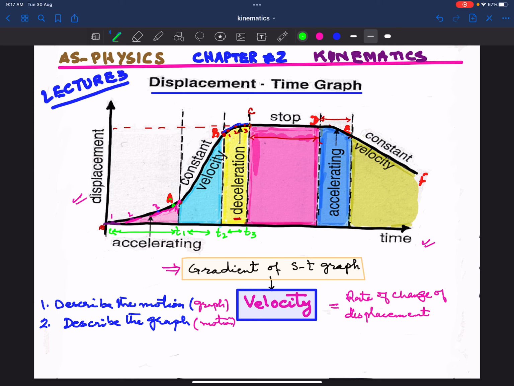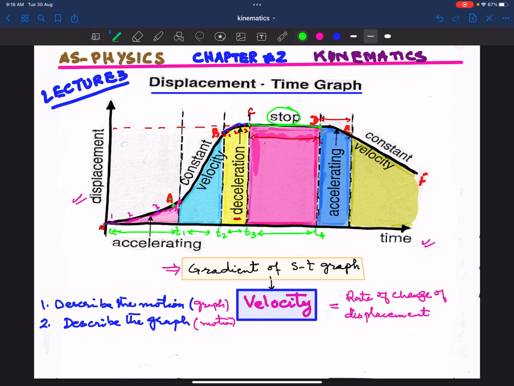Then from C to D, when you are considering point C to D, you will see that the time has increased from T3 to T4, but during this time interval, there is no change of velocity, that is, the slope of the displacement time graph is 0. So during this time interval, the body is not moving, or simply you can say the body is at rest or has stopped. So between C and D, the body has stopped.